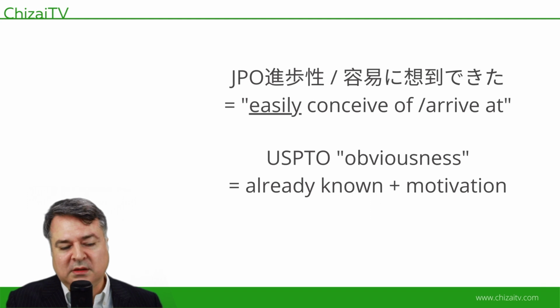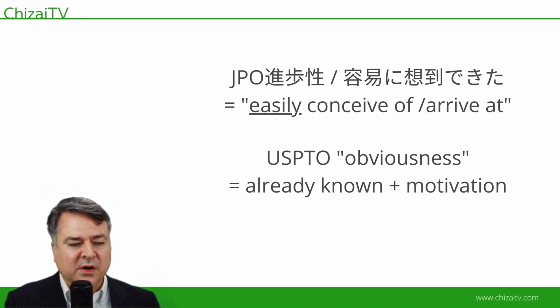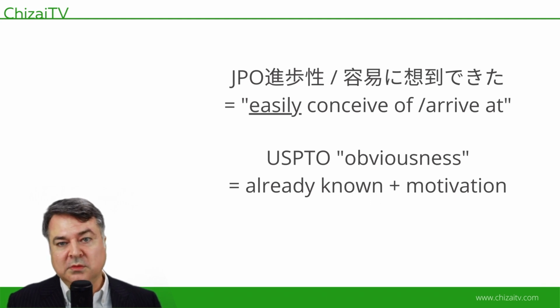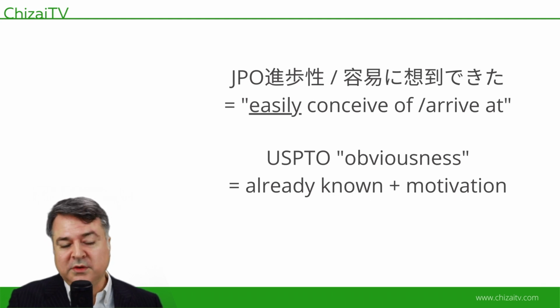So here is the basic standard for the JPO inventive step and then USPTO obviousness. So for inventive step, the language is easily conceive of or arrive at, and that's also when the English arguments are made, those words are used. And then for USPTO obviousness, basically the examiner is arguing that the technology is already known, plus there is a motivation to modify or combine existing prior art to arrive at your invention.